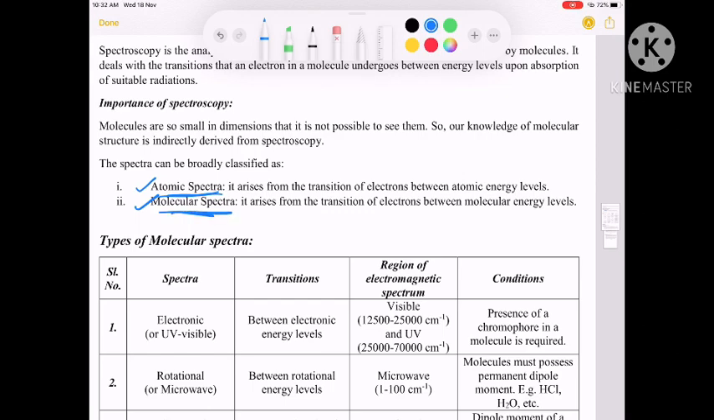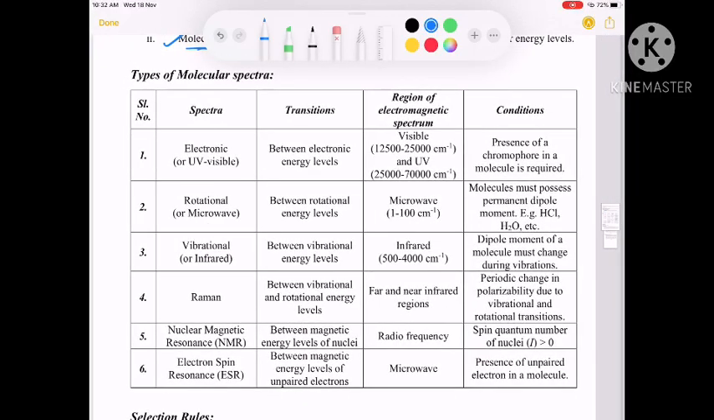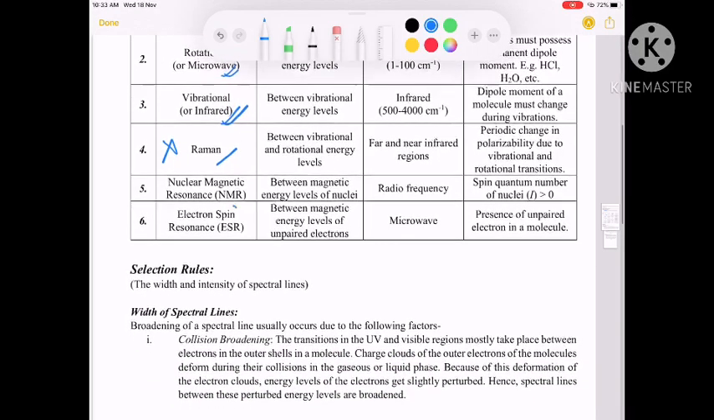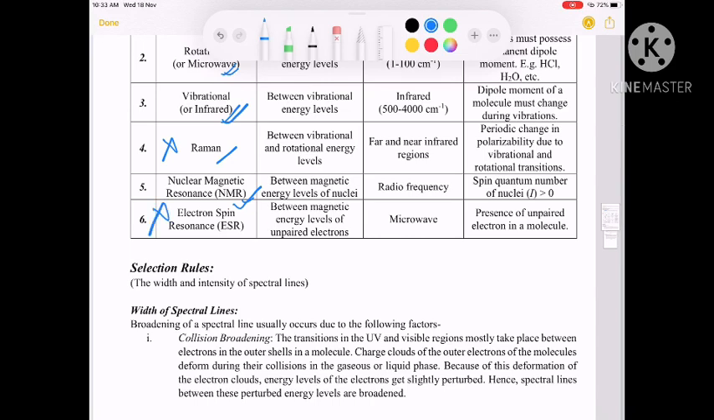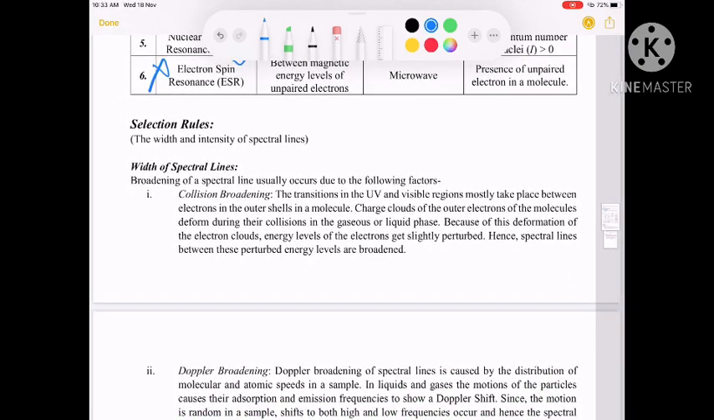Now you see this table of the different types of molecular spectra. We will study UV-visible or electronic spectra, microwave or rotational spectra, then vibrational or IR (infrared) spectra. Then there is Raman, but Raman is not in the syllabus, so we will not study it. NMR is there, we will be studying NMR. Electron spin resonance spectroscopy, ESR, is also not present, so we will not study this one.